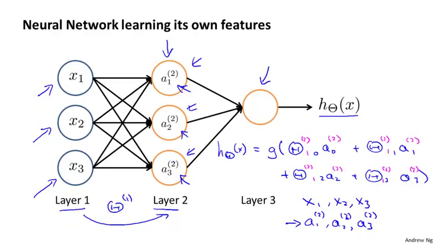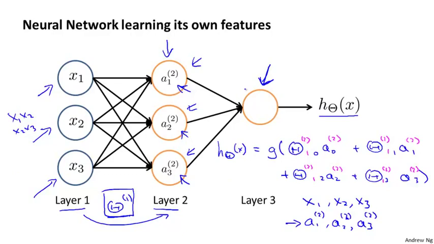And as you can imagine, depending on what parameters it chooses for theta 1, you can learn some pretty interesting and complex features, and therefore you can end up with a better hypothesis than if you were constrained to use the raw features x1, x2, x3, or if you were constrained to, say, choose the polynomial terms, x1, x2, x2, x3, and so on. Instead, this algorithm has the flexibility to try to learn whatever features it wants, using these a1, a2, a3 to feed into this last unit that's essentially a logistic regression unit.